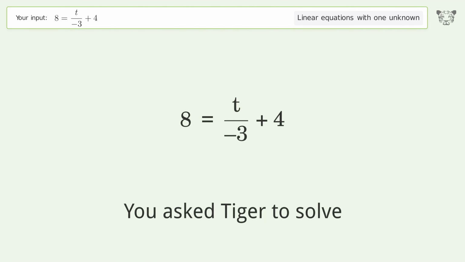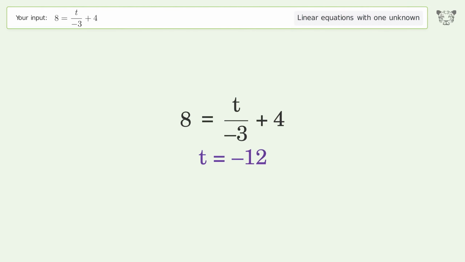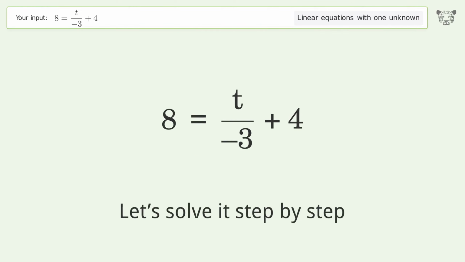You ask Tiger to solve. This deals with linear equations with one unknown. The final result is t equals -12. Let's solve it step by step.